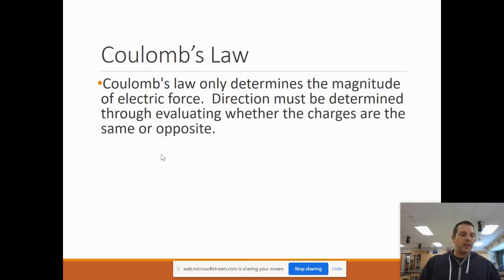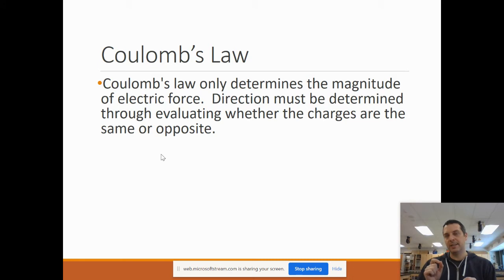When we talk about Coulomb's law, it only determines the magnitude of the electric force. Direction must be determined by evaluating whether the charges are the same or opposite. You can't take some configuration of charges and identify a direction in which the charges are pushed by positive and negative. The positive and negative doesn't have a spatial aspect to it. If the result is negative, it's telling you that the objects are attracted to each other. And if your result from Coulomb's law is positive, it's telling you that they're repelled by each other.